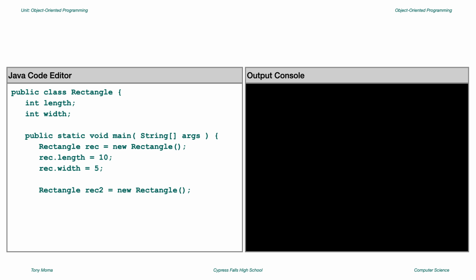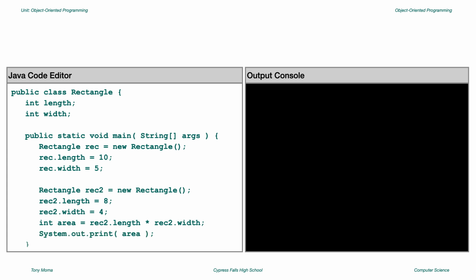If I wanted the length to be 8 and the width to be 4, I would say rec2.length equals 8 and rec2.width equals 4. In writing this, I only changed the width and length of rec2. I did not change anything inside rec. Now let's say I want to compute the area of rec2. I could declare an integer named area and set it equal to rec2.length times rec2.width. Since rec2's length is 8 and the width is 4, when I print out the area, I get 32 as my output.